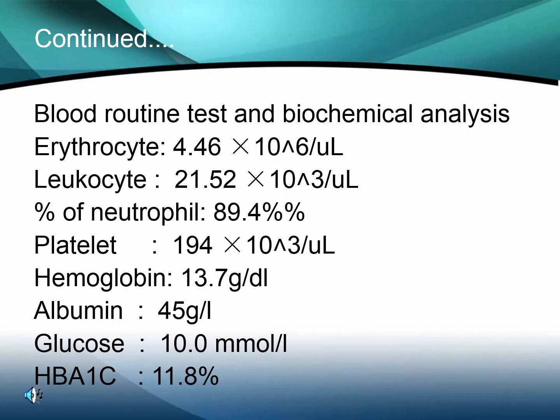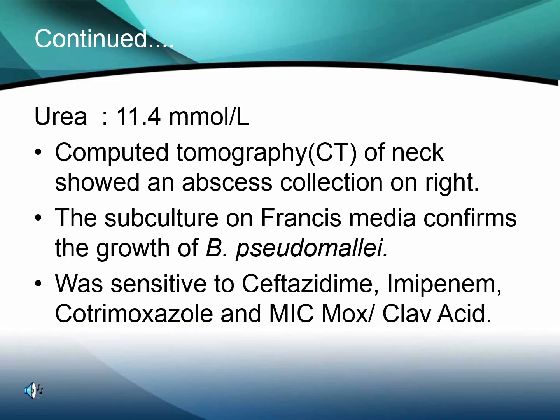Based on his laboratory tests, it was revealed that some of his hematological and biochemical parameters were deranged. His erythrocyte count was normal, however, his leukocyte count was very high, and so was the percentage of neutrophils. His glucose level and also HbA1c level were very high, indicating that he had diabetes. Other than this, all other hematological and biochemical parameters were not significantly different. And yeah, his urea level was also quite high.